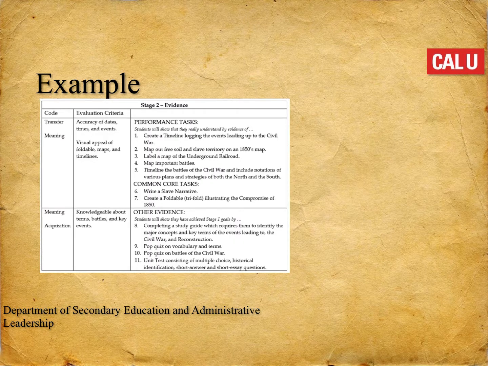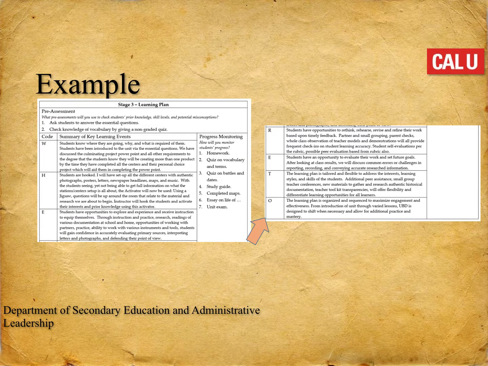And stage 2 with the evidence, what type of performance task, and you can see nowhere along there is there an objective test. They have here labeling a map, creating a timeline, writing a slave narrative. None of that has to do with any type of objective test. And then there you see the stage 3 piece with the WHERETO acronym, and you guys can read over that.